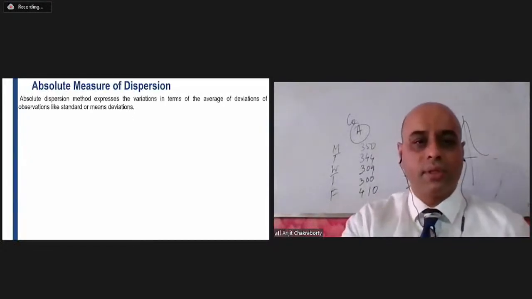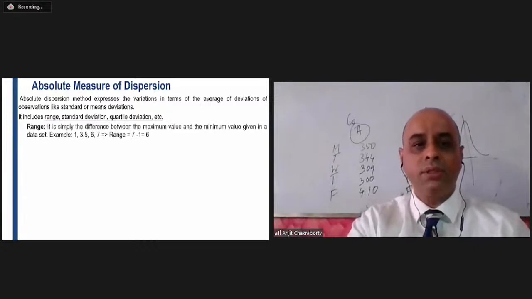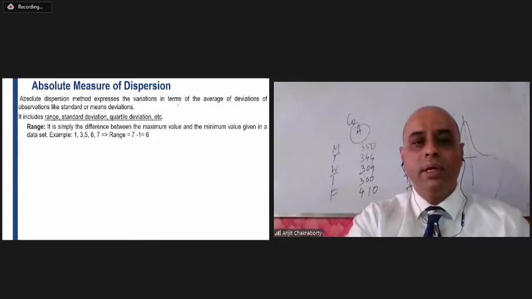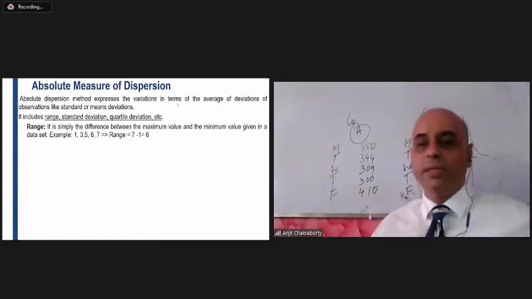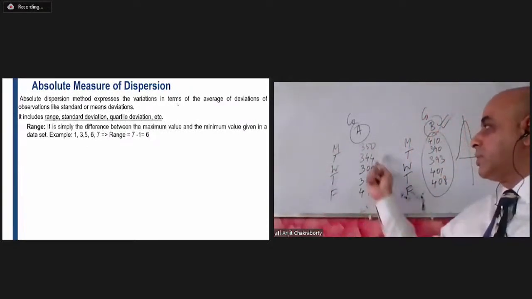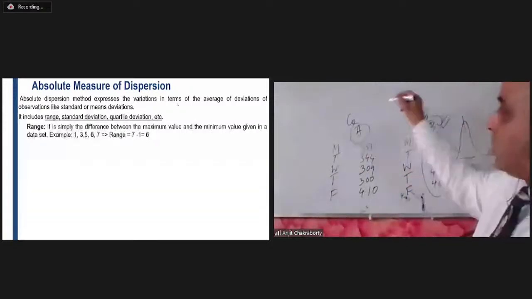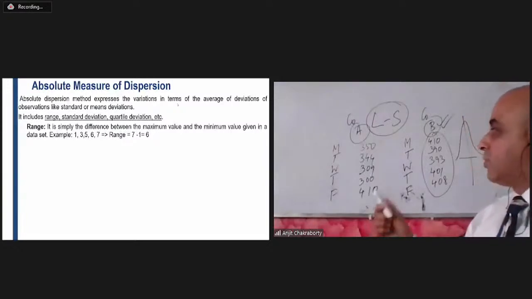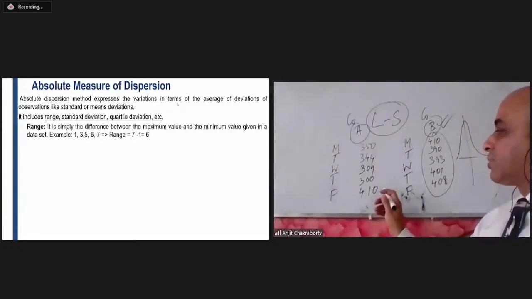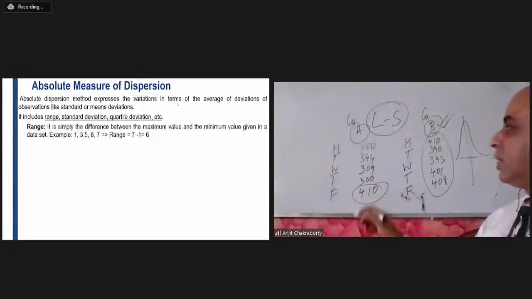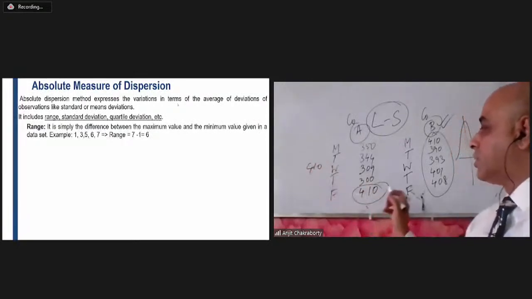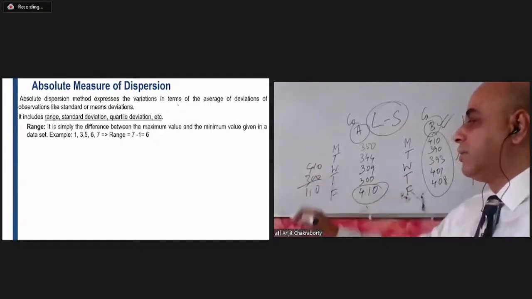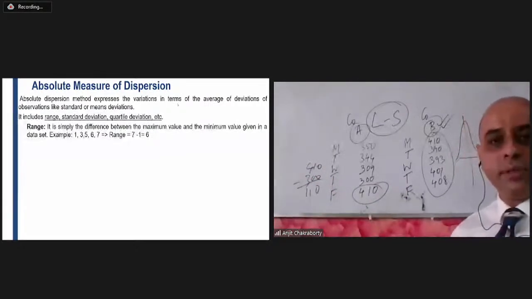Now we start with the first one, absolute measure. So let us take the first case, range. Range is very simple. If I ask you, what is the range here? Share price. Range means the largest minus the smallest. So the highest value, the highest price, is 410. So I will write 410. And the lowest, I think, is 300 here. So the range is 110. It's simple. You just subtract.